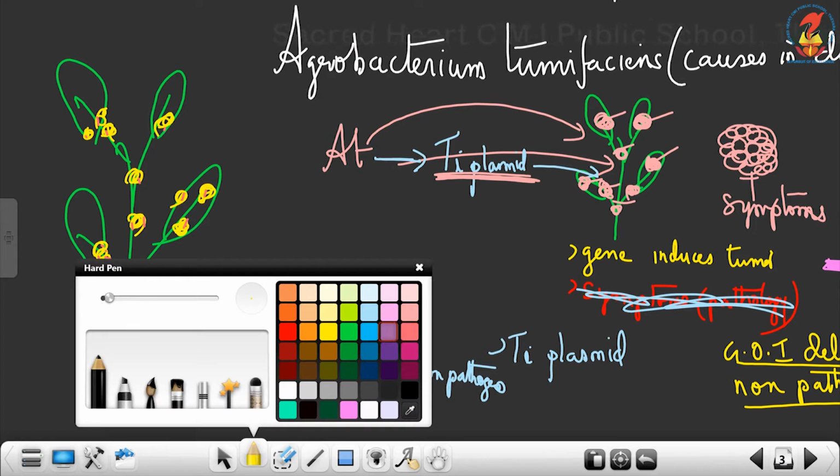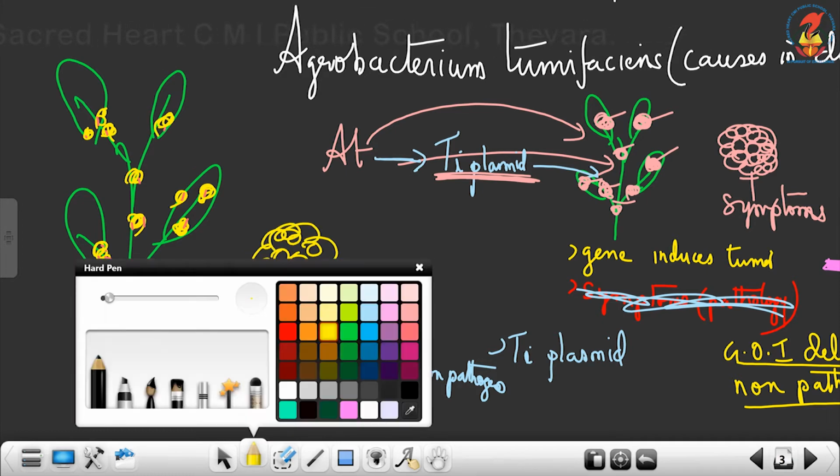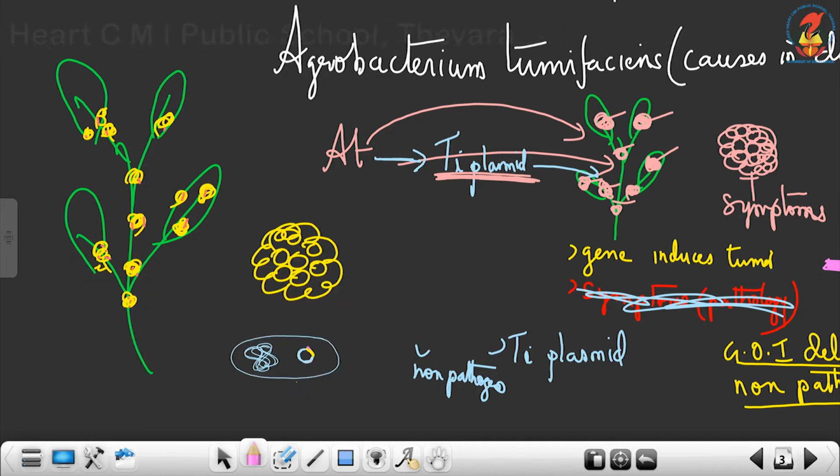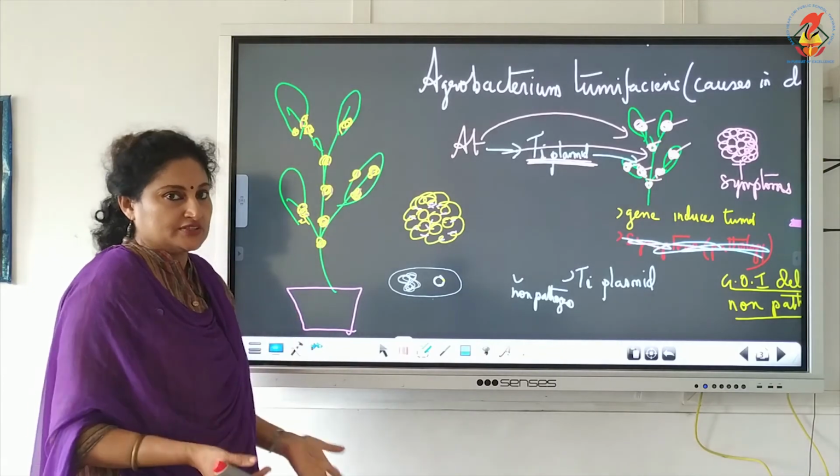We know tumors are uncontrolled growth of cells. So this uncontrolled growth results, and at the same time what happened? Our gene of interest, which was pasted on this, will also multiply. At the same time, because it's disarmed, this plant will stay healthy with a lot of tumors, and the tumors having the gene of interest.